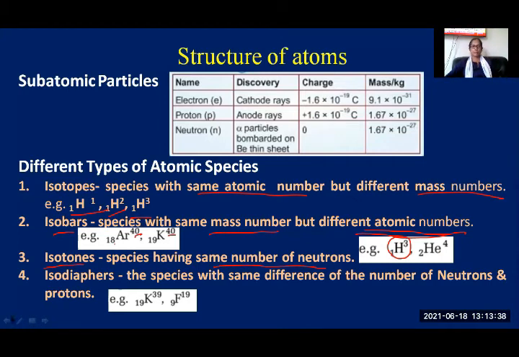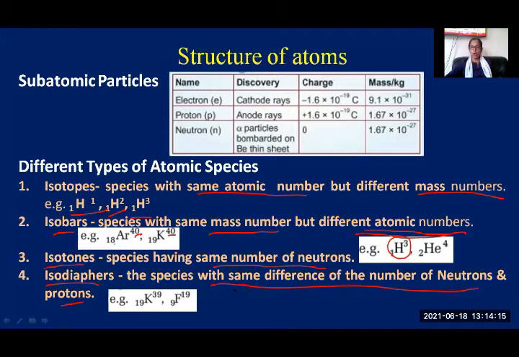Next, one more terminology that we frequently use is isodiaphers. So what are they? They have same difference of the number of neutrons and protons. So such species are called as isodiaphers. They have same difference of the number of neutrons and protons. Okay, so for example, 19K39, potassium 39 element, and 9 fluorine 19.